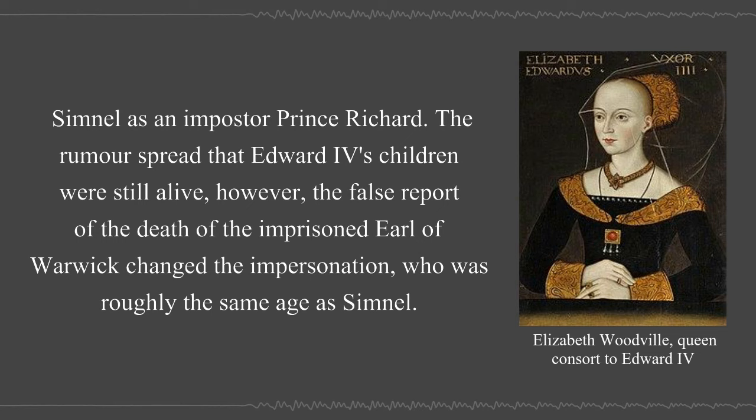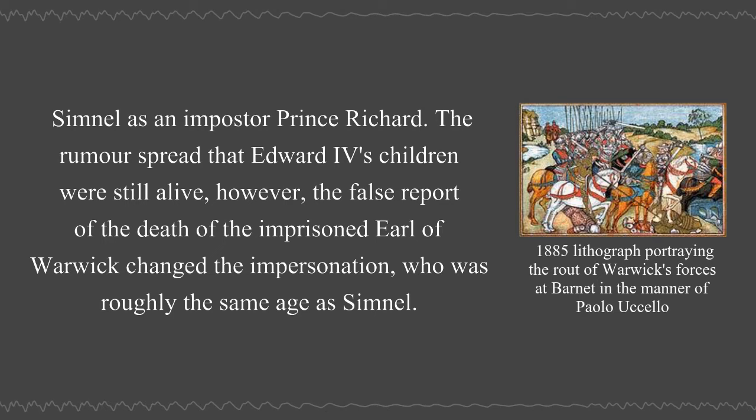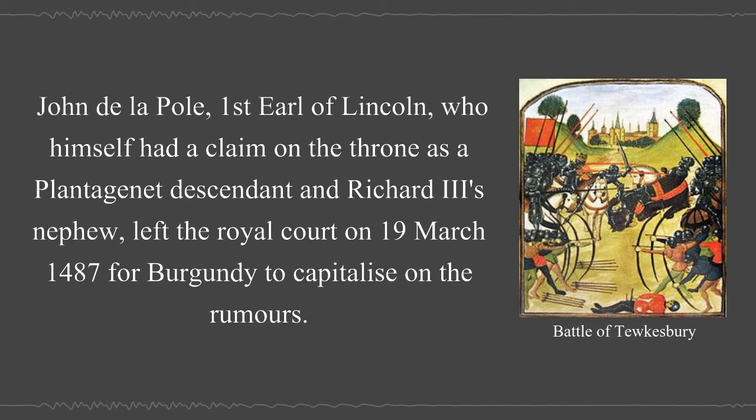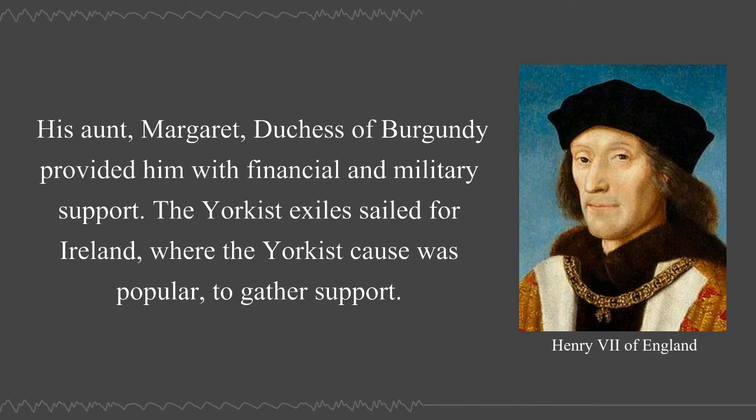However, the false report of the death of the imprisoned Earl of Warwick changed the impersonation, who was roughly the same age as Simnel. John de la Pole, 1st Earl of Lincoln, who himself had a claim on the throne as a Plantagenet descendant and Richard III's nephew, left the royal court on 19 March 1487 for Burgundy to capitalize on the rumors. His aunt, Margaret, Duchess of Burgundy, provided him with financial and military support.